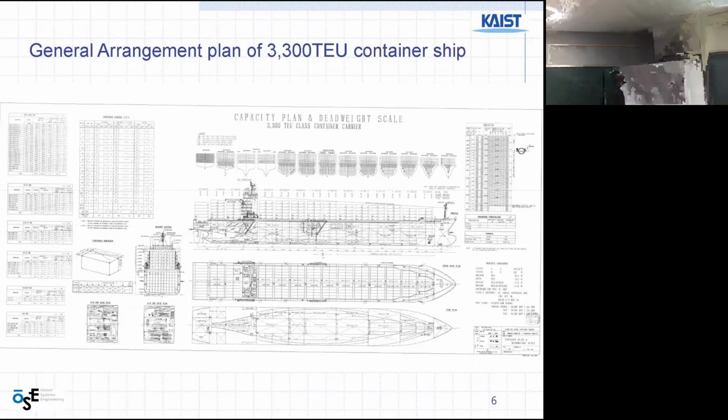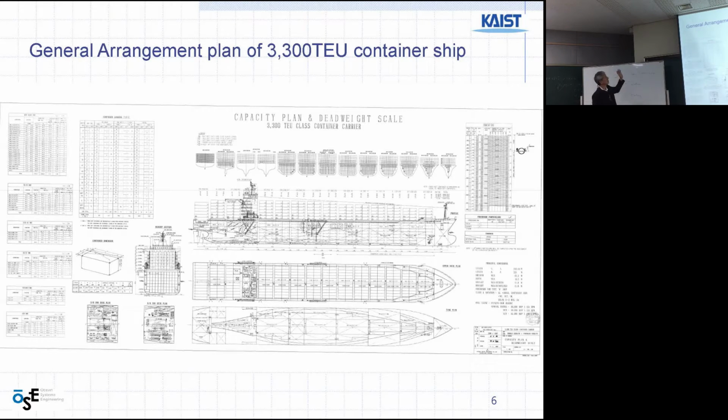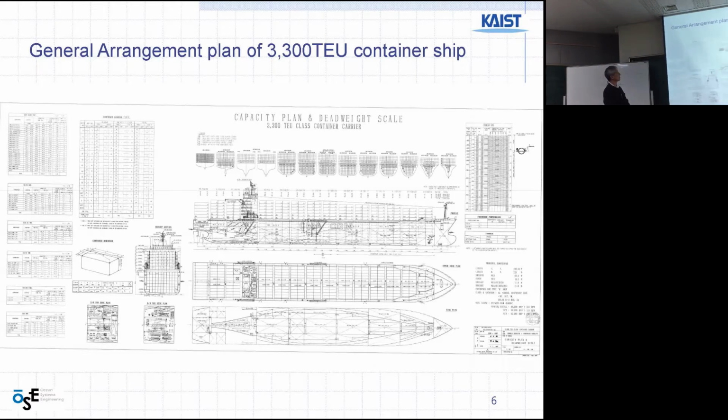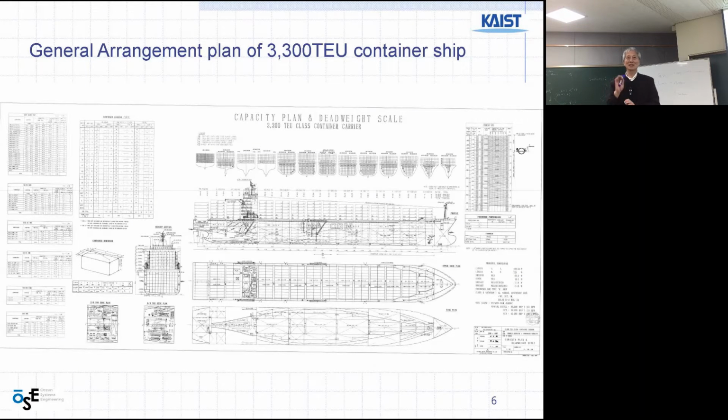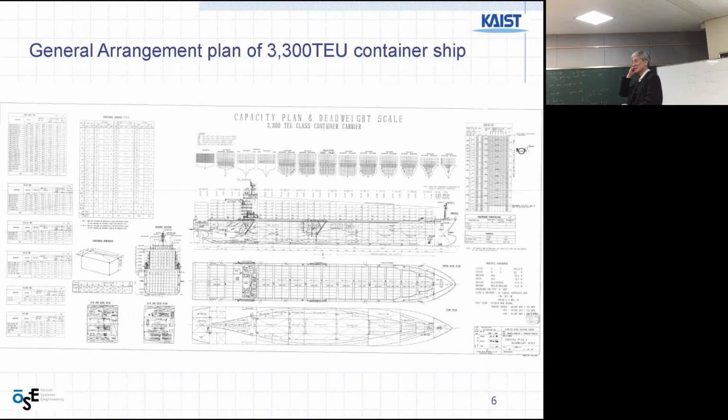So these are the key 3 drawings. And one of them is the general arrangement of a 3,300 TEU container ship. Did I explain about TEU? What is TEU? Transfer unit. Similar but not exact meaning. I did not explain to you, right? Size of container box. Right.